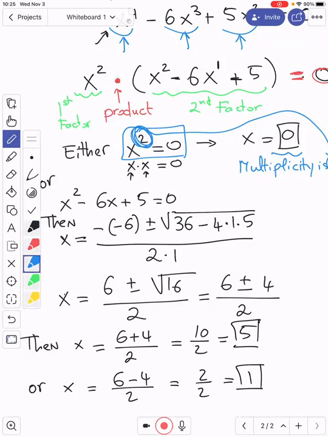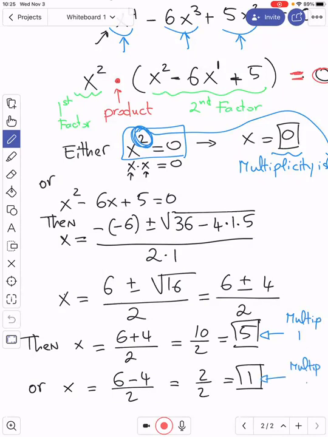Each of these solutions has a multiplicity of 1. So this is multiplicity 1, and the same thing here, multiplicity 1. Because I started from this x squared minus 6x plus 5, I'm supposed to end up with two different solutions, and I got exactly 2 different solutions, the 5 and 1. So each solution is just multiplicity 1.